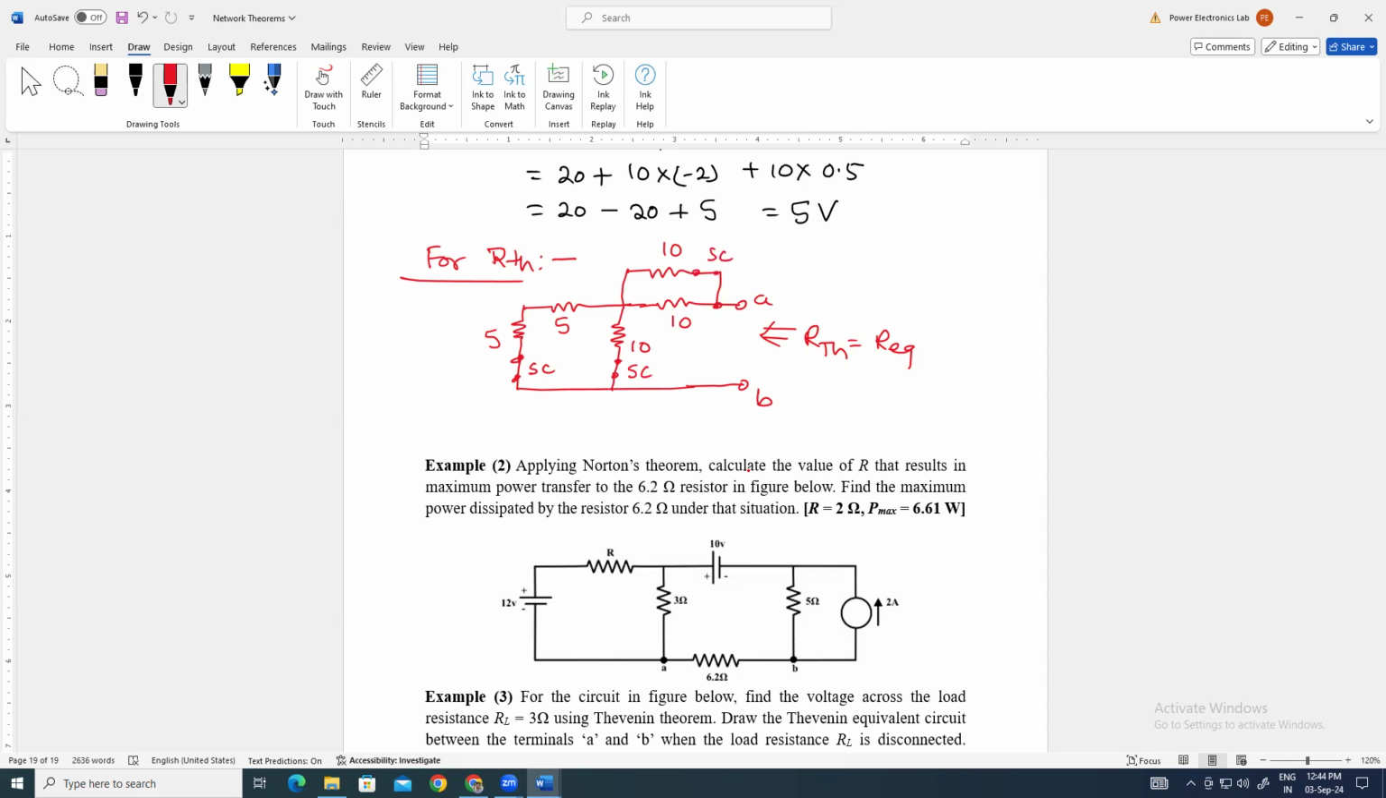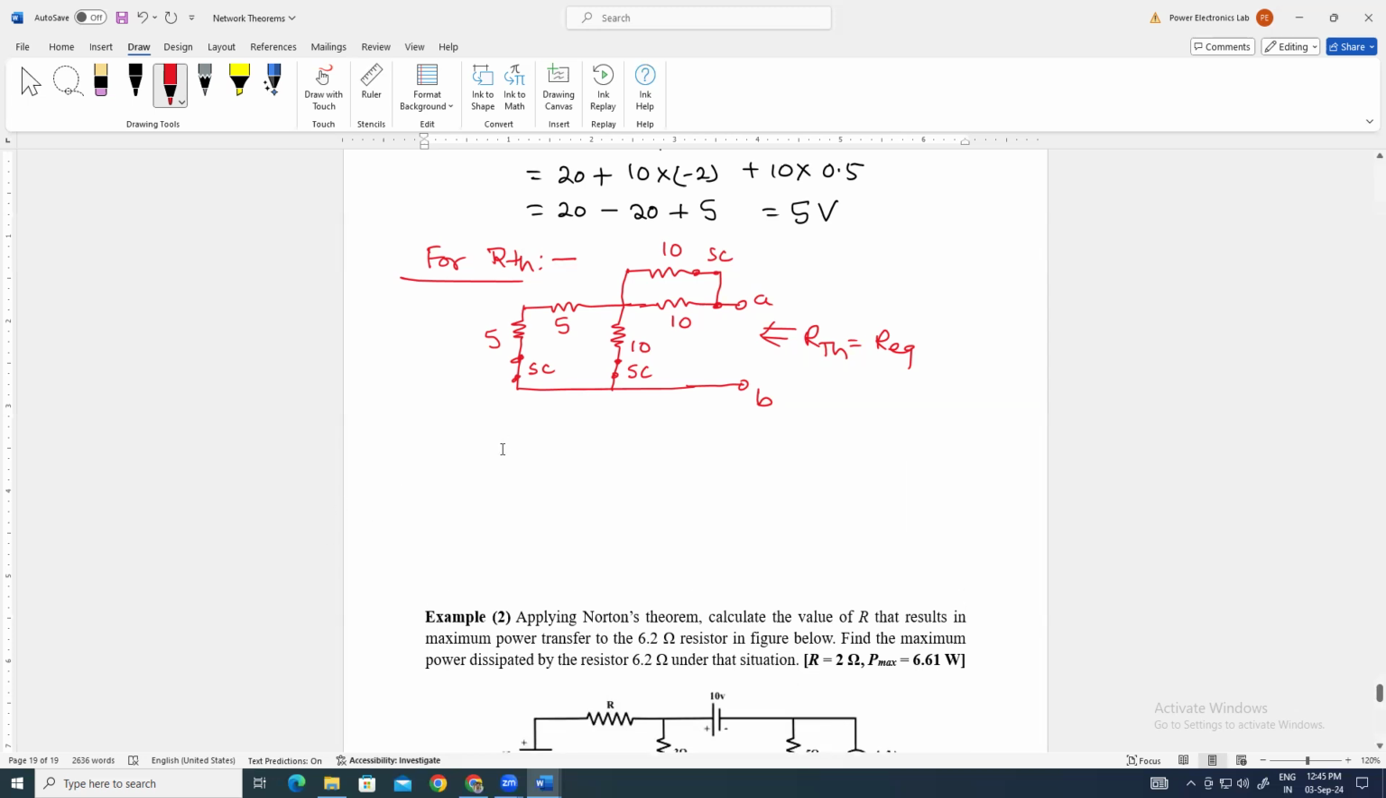So what will be the equivalent resistance? Can you tell me what will be the value of equivalent resistance directly? 10 ohm. Yes, 10. These are series. These are in series combination 5 and 5. So it will be 10 ohm. 10 ohm and 10 ohm are parallel. So equivalent parallel combination will be 5 ohm. Here also 10 and 10 ohm are in parallel. So 5 ohm will be their equivalent resistance. So 5 ohm and this 5 ohm will be in series. Okay. So equivalent resistance or Thevenin resistance will be 10 ohm.